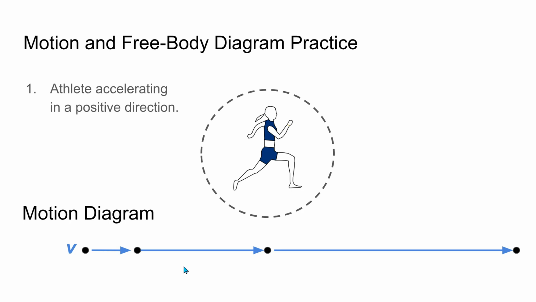We see that velocity is increasing because the particles, the dots, are getting further and further apart. So velocity is increasing. And when velocity is increasing, that means there is acceleration. So we draw the acceleration vector.